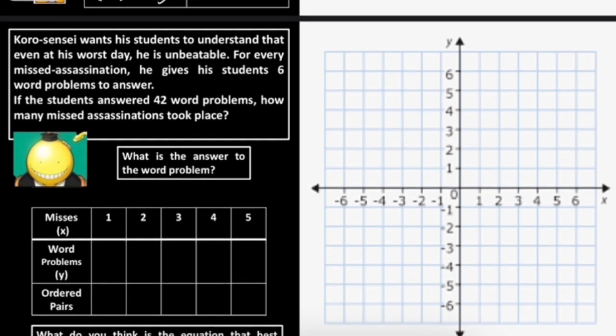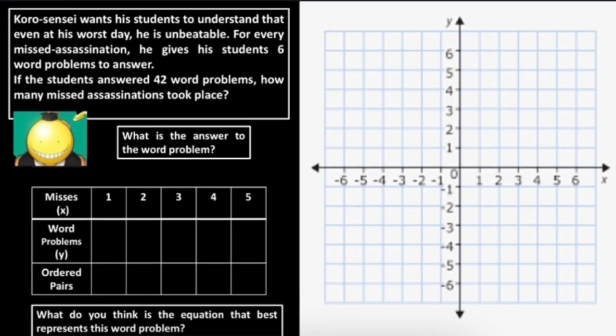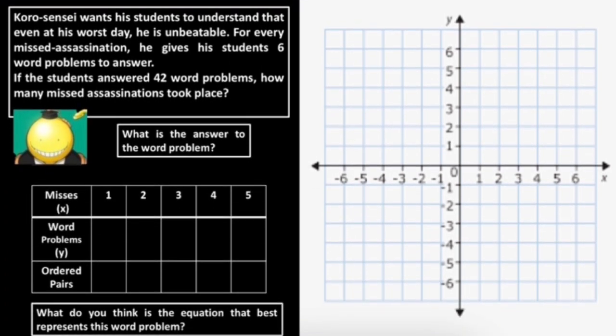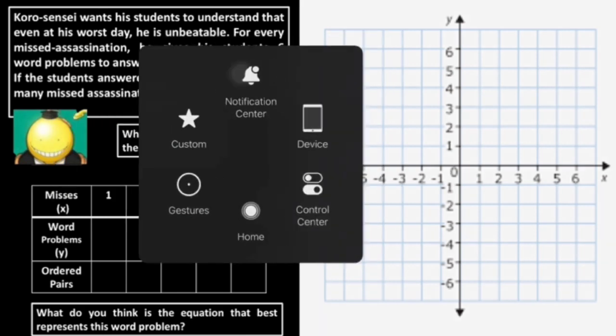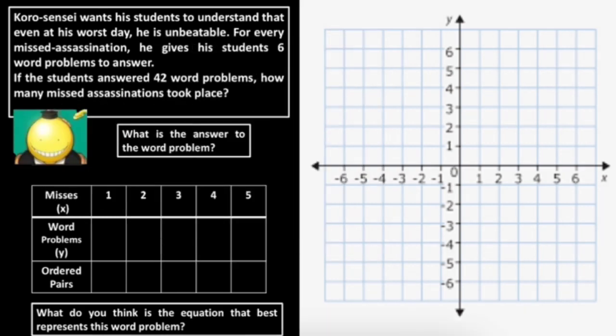Now, let's say that we have this given word problem where Sensei wants his students to understand that even at his worst day, he is unbeatable. So for every misassassination, he gives his students 6 word problems to answer. If the students answered 42 word problems, how many misassassinations took place?